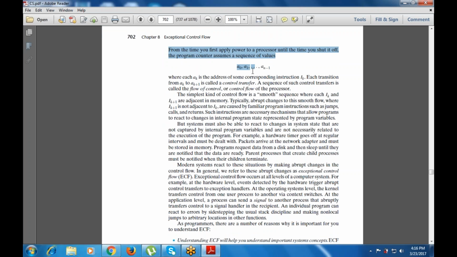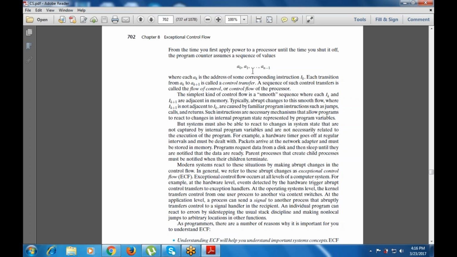Now, from the time you first apply power to the processor until the time you shut it off, the processor has a control transfer, a flow of control. When this flow abruptly changes, it is called exceptional control flow, that is ECF.